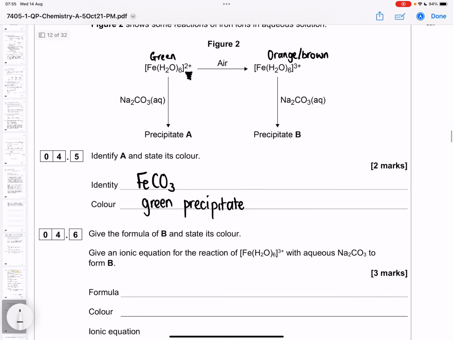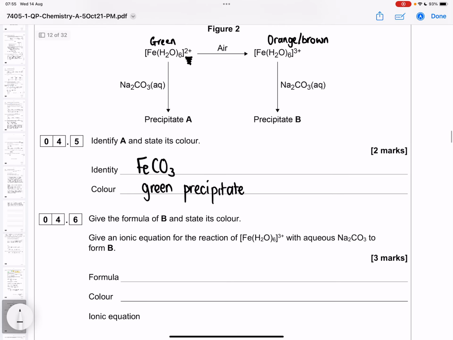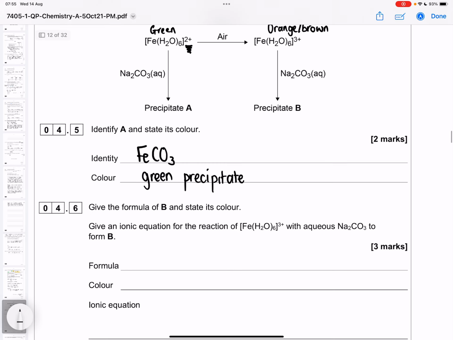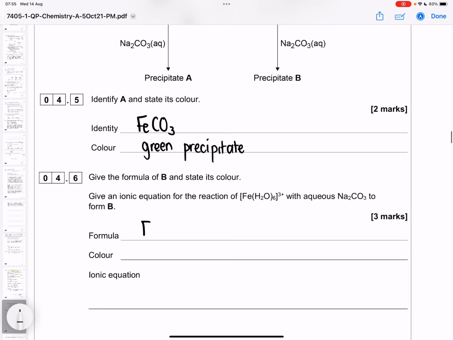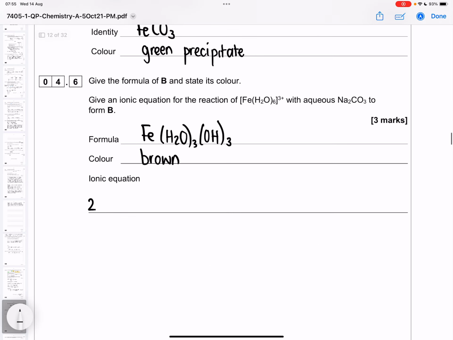Whereas the 3+ are more acidic because they have a higher charge density, and so they react with the carbonate in an acid-base reaction, and they make the hydroxide precipitate. So the precipitate from iron(III) would be where you have 3 waters and 3 hydroxides. And that would be a brown precipitate. And the ionic equation, so the iron(III) hexaaqua ion is ionic. The carbonate ion is the part of sodium carbonate that we need, because this ion is a positive ion, so we need the negative ion, so carbonate.